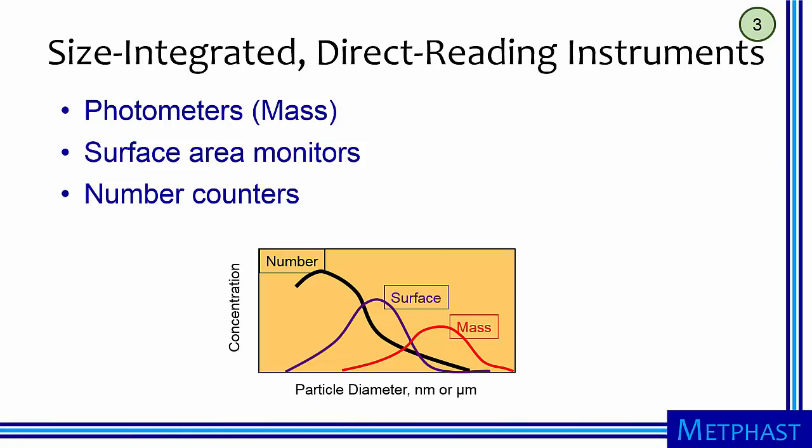Now we're going to move on to size-integrated direct reading instruments. These include photometers that scale with mass concentration, surface area monitors, and number counting devices. These direct reading devices are more commonly used in the industrial hygiene profession to supplement personal filter measurements.